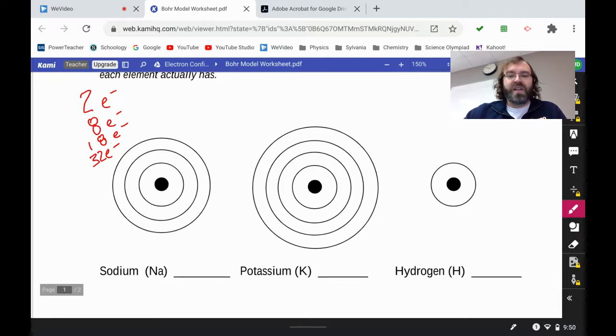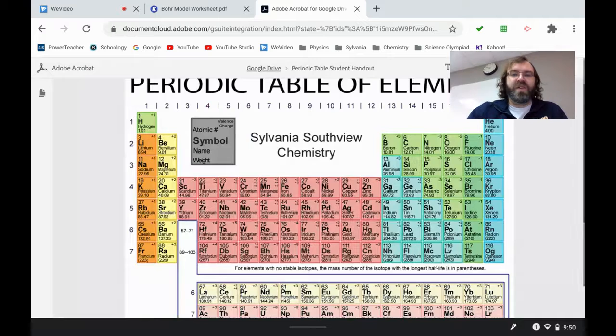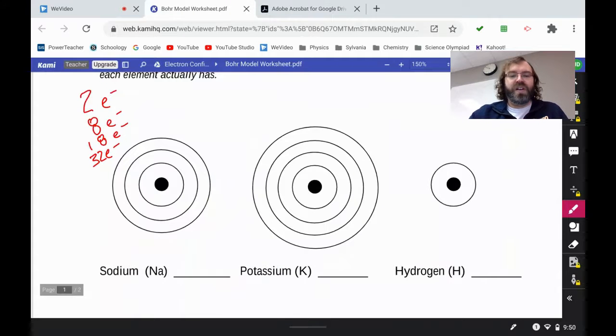We're going to look at sodium, potassium, and hydrogen. To figure out how many electrons each actually has, we have to use the periodic table. Sodium is element number 11, so it has 11 electrons. Potassium is 19, and hydrogen is 1. So in my worksheet, I'm going to write that right down on the line: 11 electrons. Potassium has 19 electrons, and hydrogen just has 1.